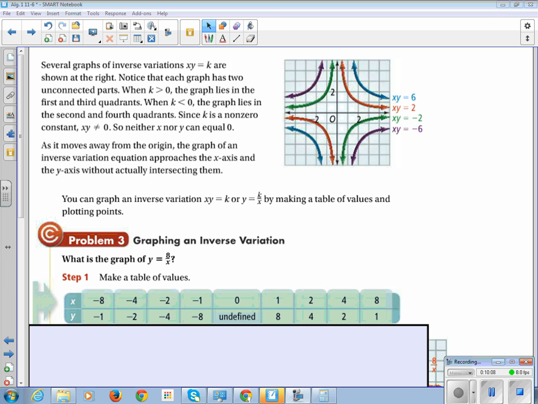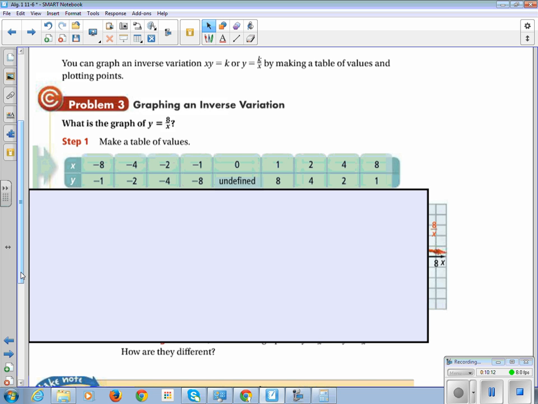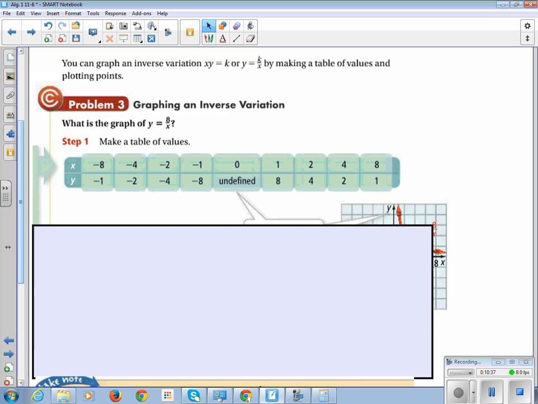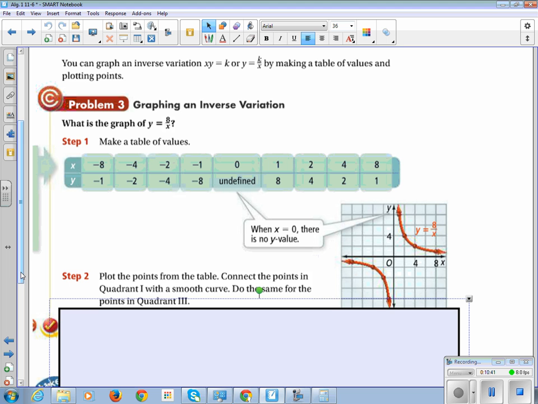So we're going to graph some of these making a table, and then we're going to check our graph using Desmos because he is our awesome friend. Okay, so the problem says, what is the graph of y equals 8 over x? When the question is asking for a graph, I expect a graph out. If you write a random number, when it says, what is the graph, you will not get points.